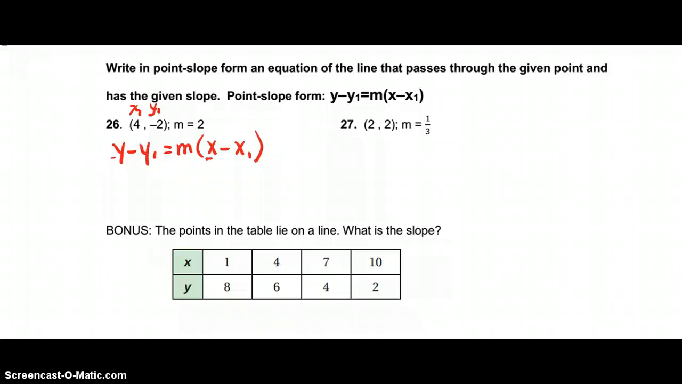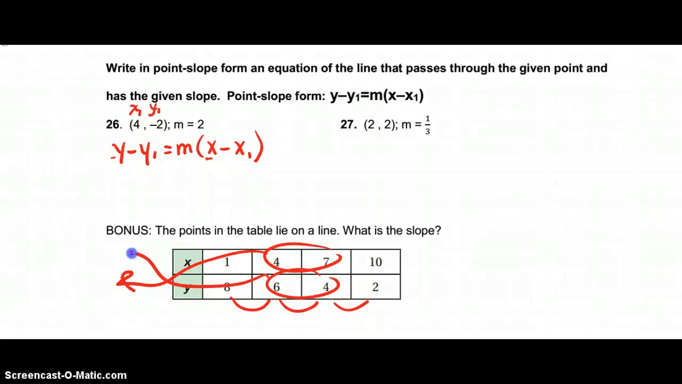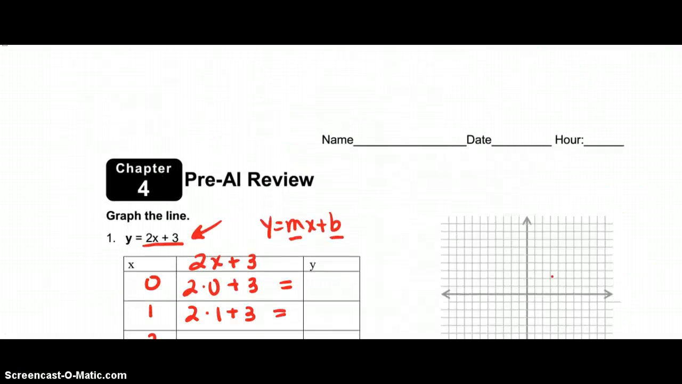And the good old bonus. Oh, we've done these. You can do your subtraction, you can do your loops. You can come here and remember that this goes on to the bottom and this goes on top. Many different ways to solve for the slope on a table. And that is, pre-algebra review, chapter 4.